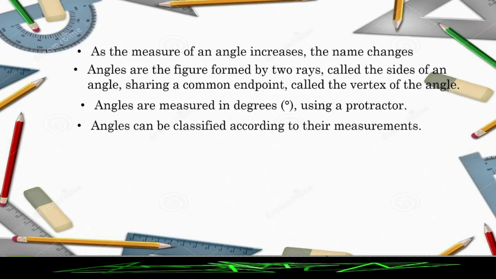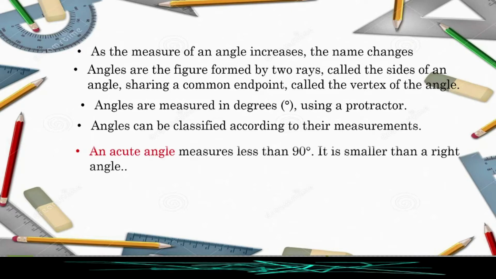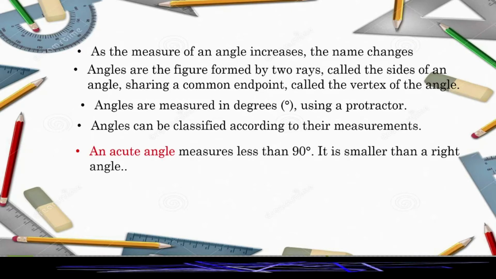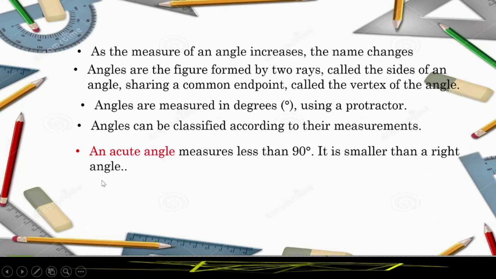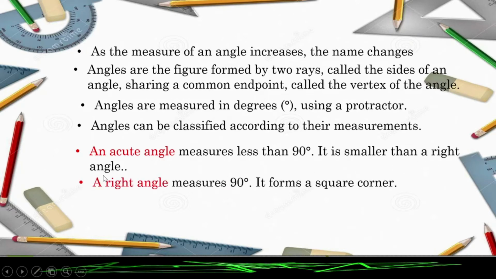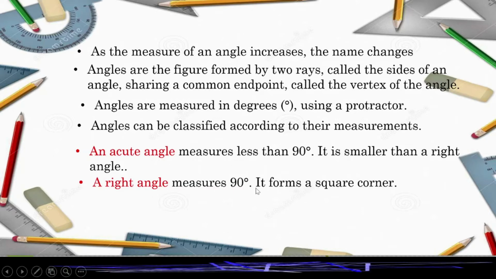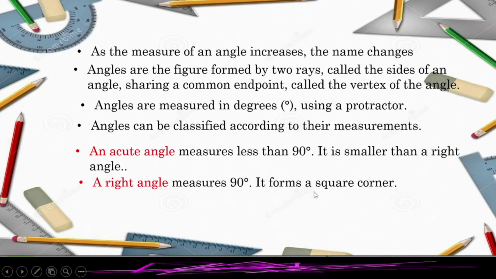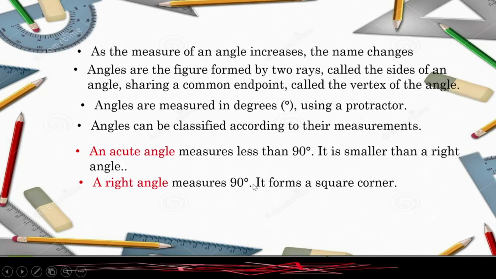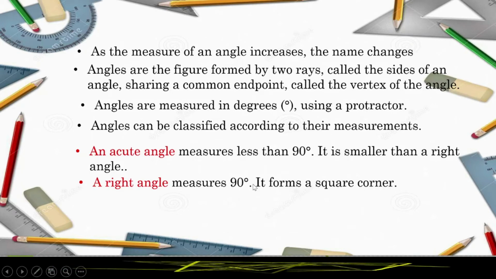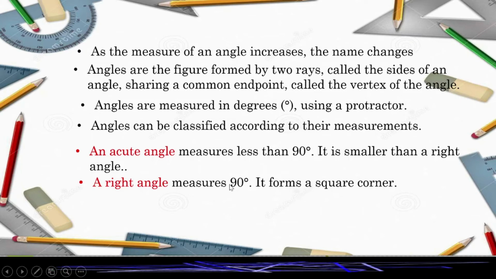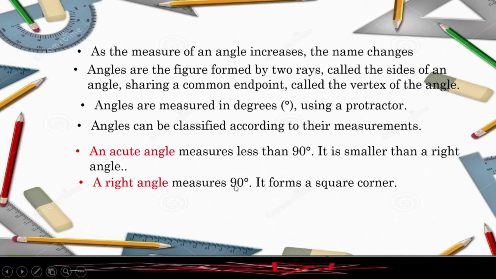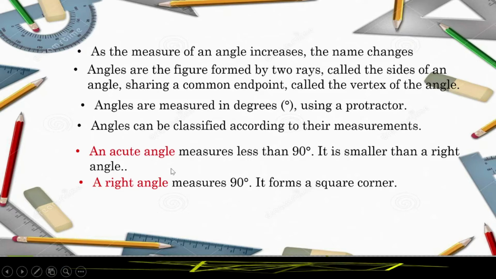Angles can be classified according to their measurements. An acute angle measures less than 90 degrees. It is smaller than a right angle. A right angle measures 90 degrees. It forms a square corner. So a right angle is exactly 90 degrees. When it becomes 91, that is already an obtuse angle. When it is 89, that is an acute angle.